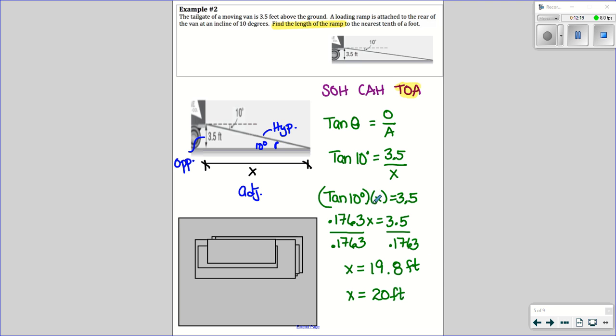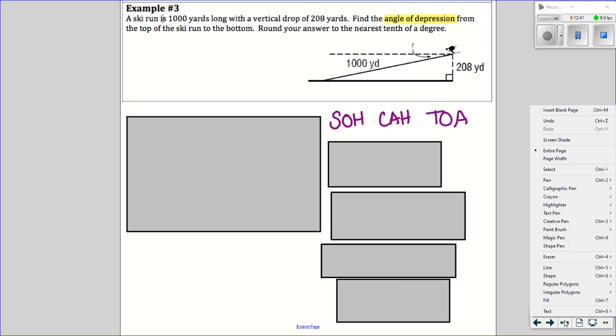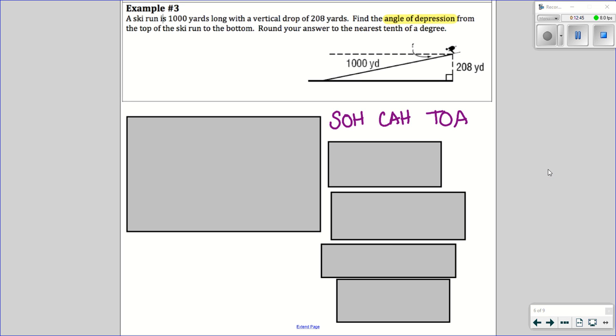And that's how you apply your tangent functions to find your angles, your sides, dealing with angle of elevation or depression. All right, next one. The ski run is 1,000 yards long with a vertical drop of 208 yards, and they want us to find the angle of depression from the top of the ski run to the bottom.